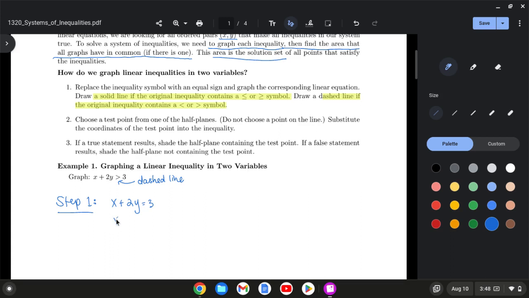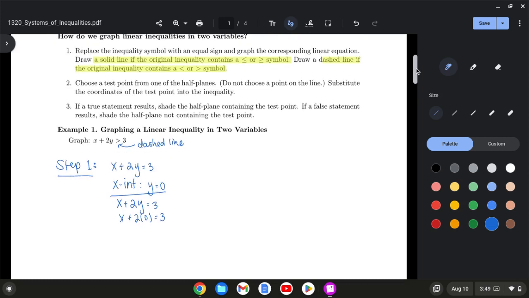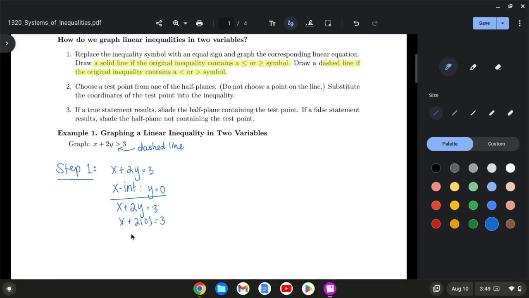So I'm first going to find my x-intercept, which in order to do so, I need to set y equal to 0. So in our equation, we have x plus 2y equals 3, replacing y with 0. We now have 2 times 0, which is 0, so we just have x on that left-hand side equals 3. So one of the points on our graph is going to be the point 3, 0. Remember, it's because we set y equal to 0, so that's our y coordinate.